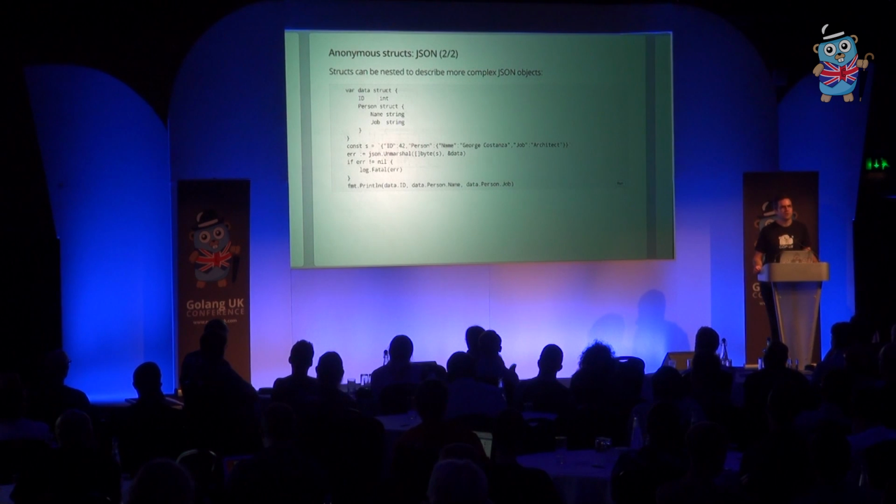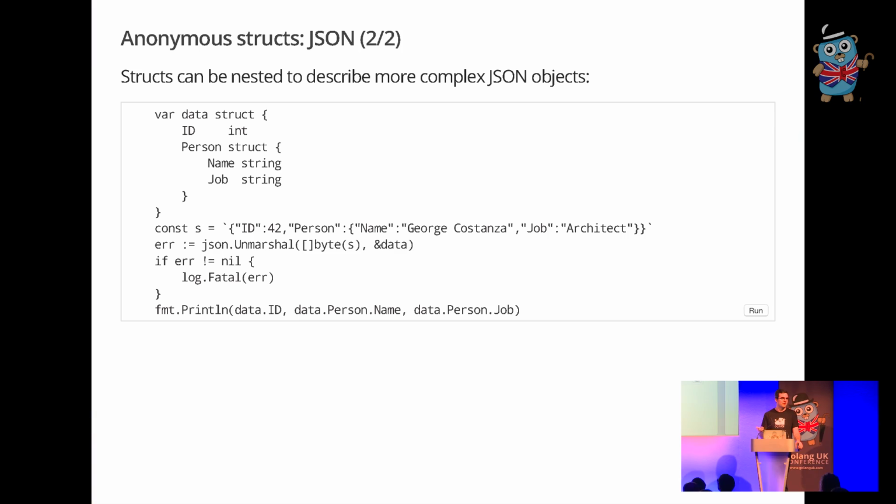Also, struct literals can be nested. You can have an anonymous struct that has an anonymous struct as one of its fields. So if you have some JSON data that has objects inside objects, you can achieve the same thing. It was pointed out in the review for these slides that George Costanza never actually was an architect, but he was the best architect one could aspire to be, I think.